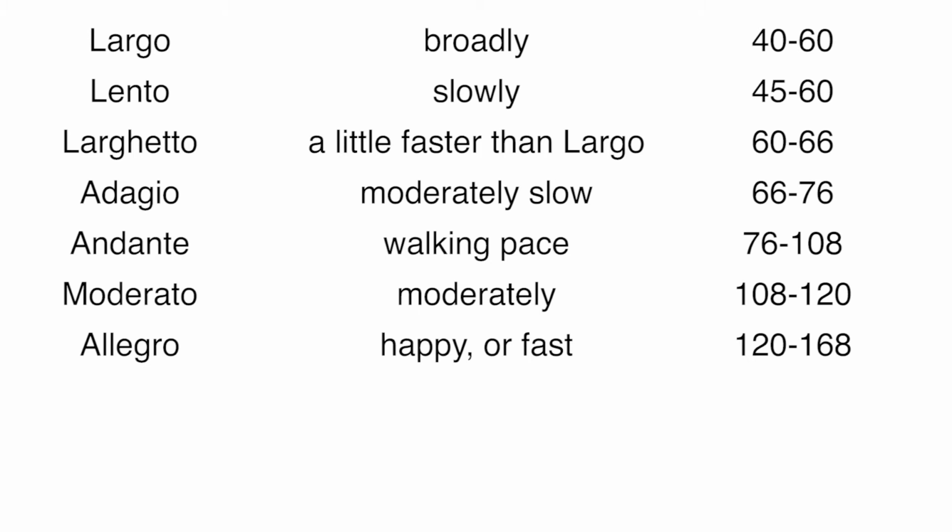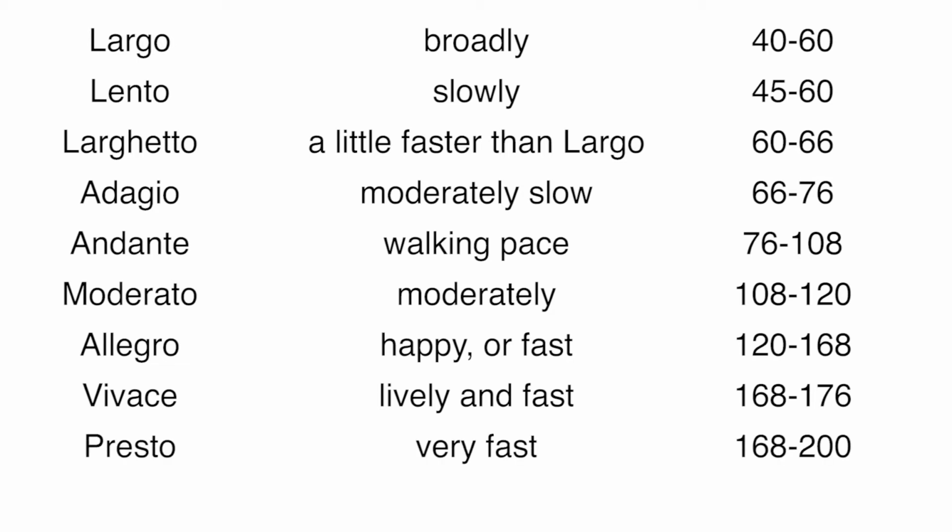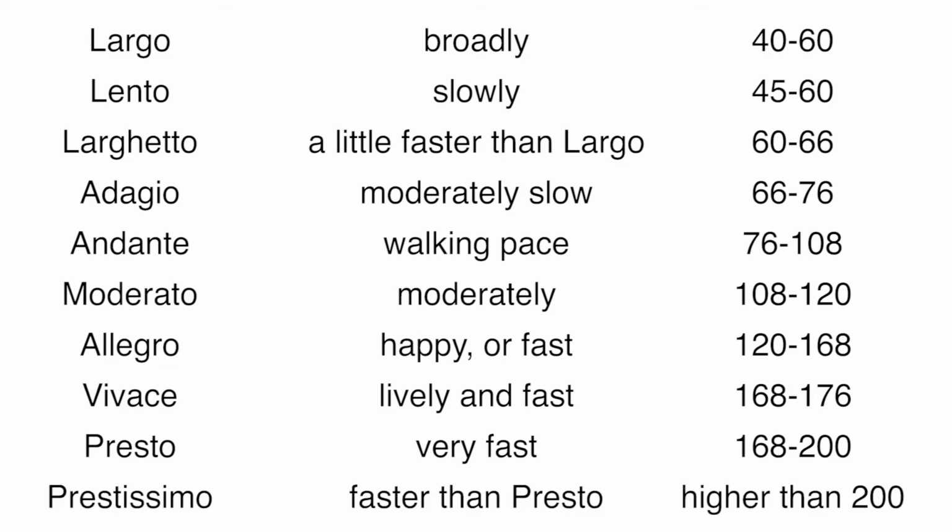Allegro, happy or fast, is 120 to 168. Vivace, meaning lively and fast, is between 168 and 176 BPM. Presto, meaning very fast, between 168 and 200. And finally, prestissimo, faster than presto, is higher than 200 BPMs.